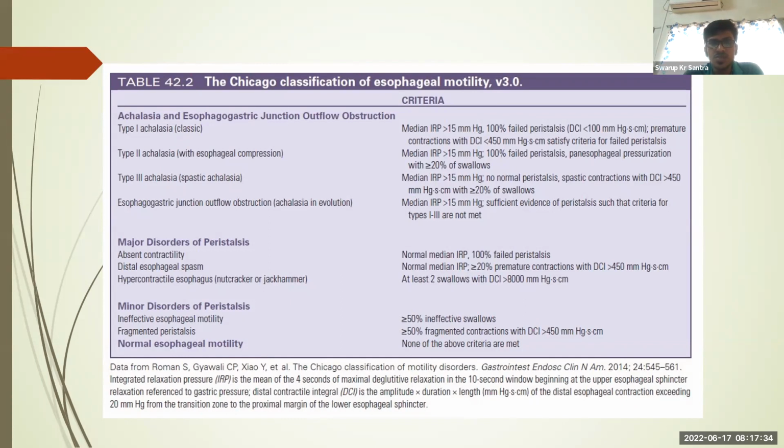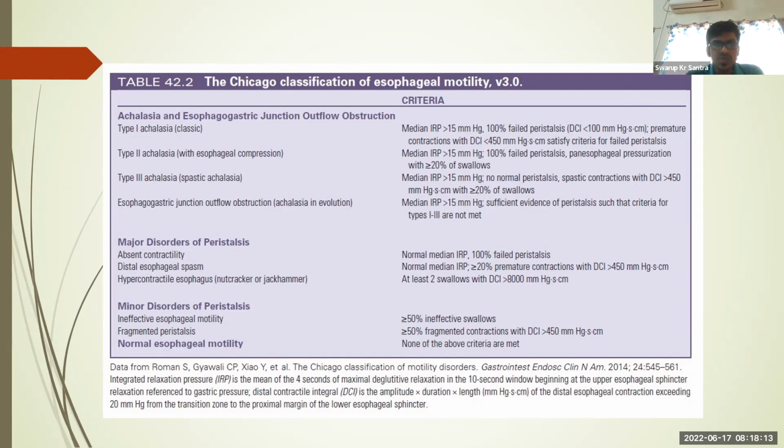Type 2, or esophageal compression, again has median IRP more than 15, with 100% failed peristalsis with pan-esophageal pressurization. Type 3 is the spastic type, in which no normal peristalsis is present. The spastic contraction is present in more than 20% of the swallows. And if all three criteria are not met with the median IRP more than 15 mm Hg, then it is called EGJ outlet obstruction or achalasia in evolution.